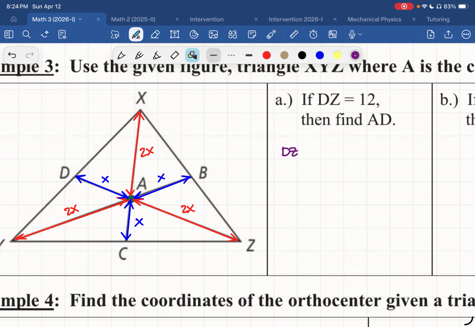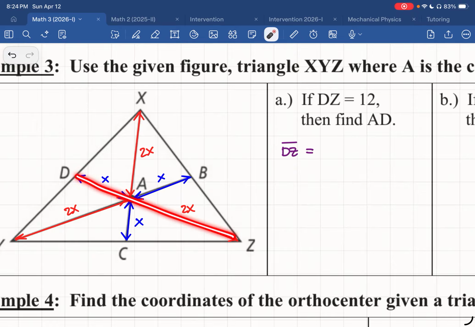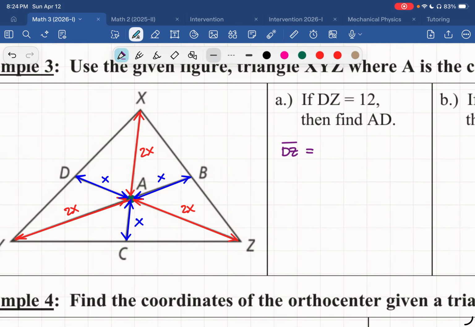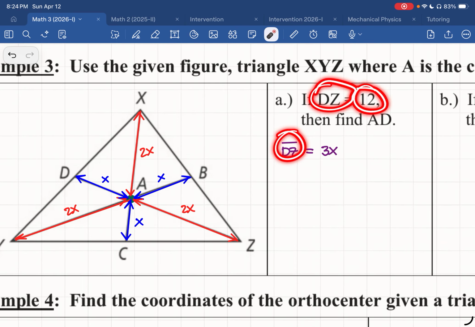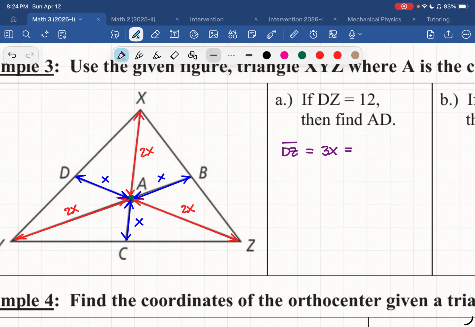dz, which is equal to what? dz is the whole distance from here to here. How much is x plus 2x? 3x, right? dz is 3x. And they're telling you dz is what? 12. So this is equal to 12, right?